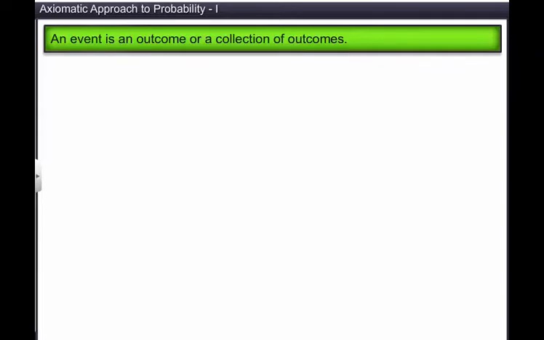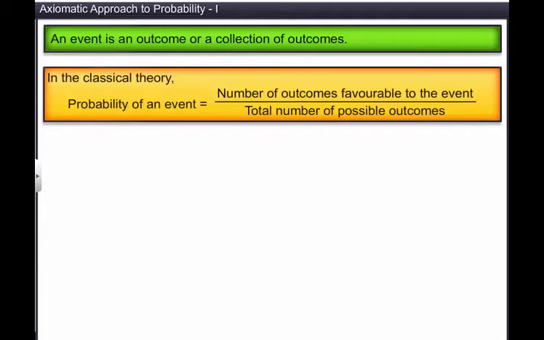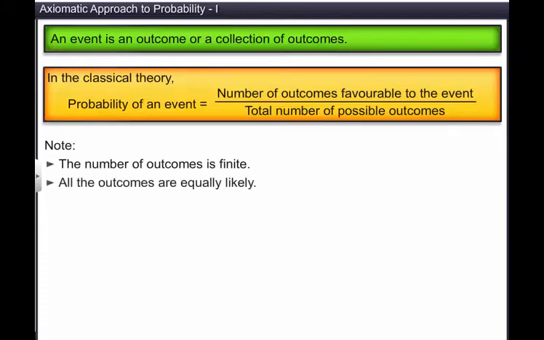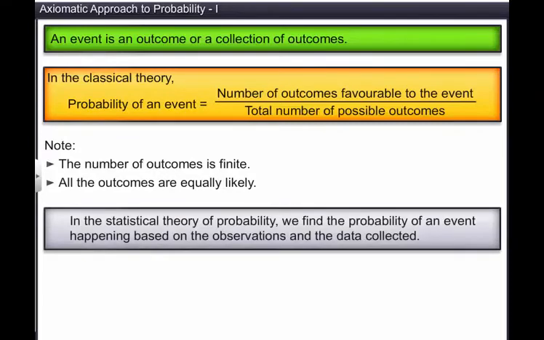We know the classical theory and the statistical theory of probability. In the classical theory of probability, the probability of an event is equal to the number of outcomes favorable to the event divided by the total number of possible outcomes. In this theory, the number of outcomes is finite and all the outcomes are equally likely. However, in the statistical theory of probability, we find the probability of an event happening based on the observations and the data collected.